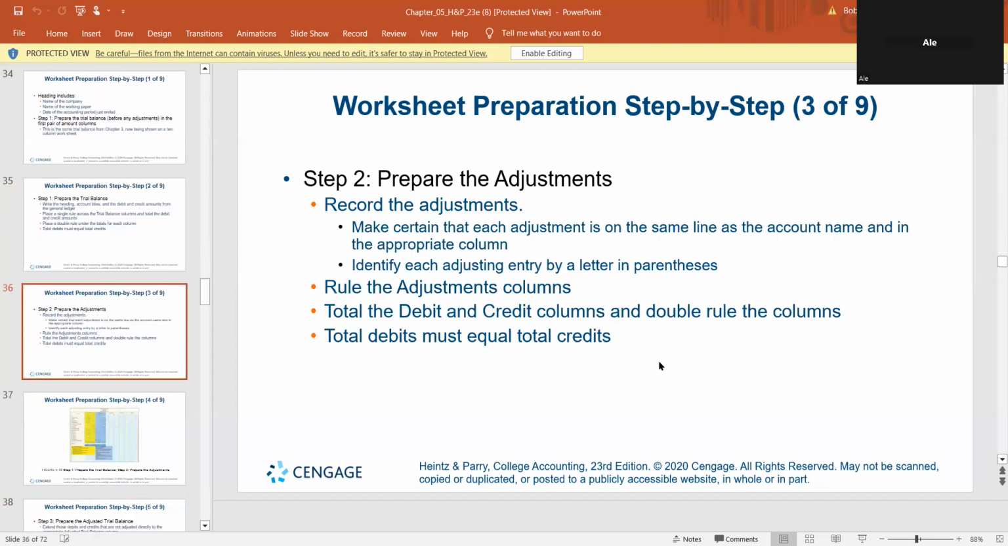Prepare the adjustments. You're going to have 2 columns after the first 2 columns for the trial balance. Record the adjustment. Make sure each adjustment's on the right line. Identify each entry by a letter. That helps keep track. And you rule the adjustment columns, total the debit and credit columns, etc. So let's see what we're talking about, okay?